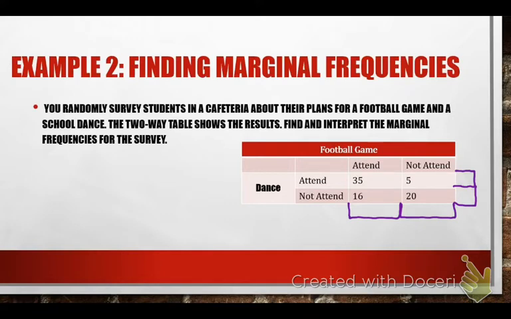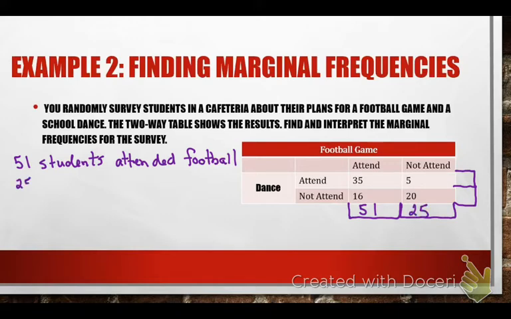So 51 is my first marginal frequency. So 51 students, what? What does that column stand for? Yes, attended the football game. You can just say attended football. Okay, perfect. All right, what was your next marginal frequency? All right, 25. And what does that one mean? All right, 25 did not attend. And you can just say football.